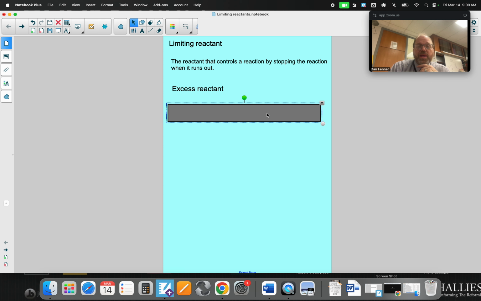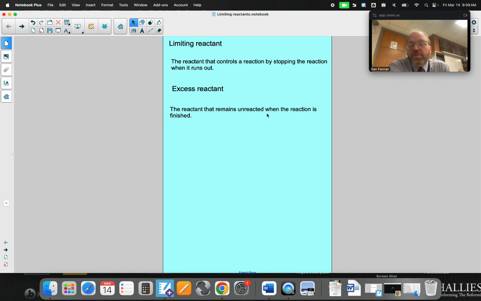The other one is the excess reactant. It's the reactant that remains unreacted when the reaction is finished. So at the end of the day, it's hanging out. Hey, where's my friends at? There's no one here to play with. It's got nothing else to react with. It's still there. We call that the excess reactant.